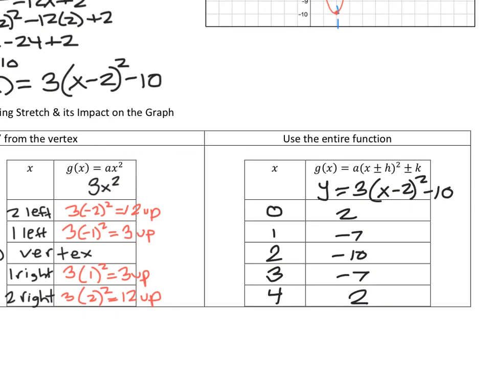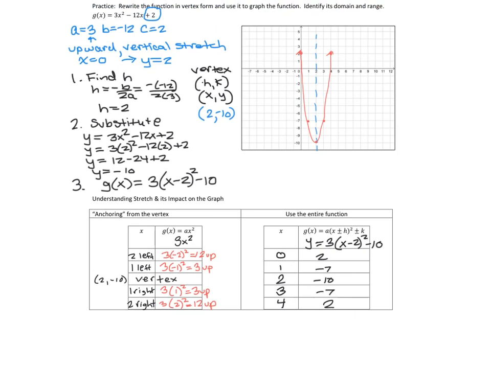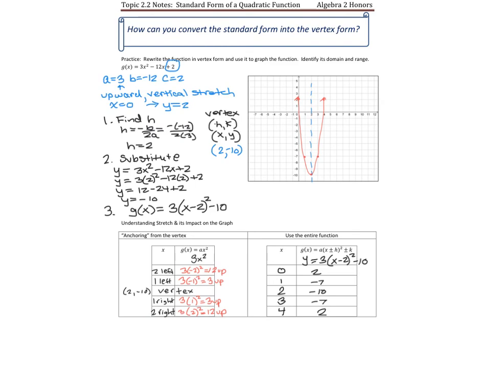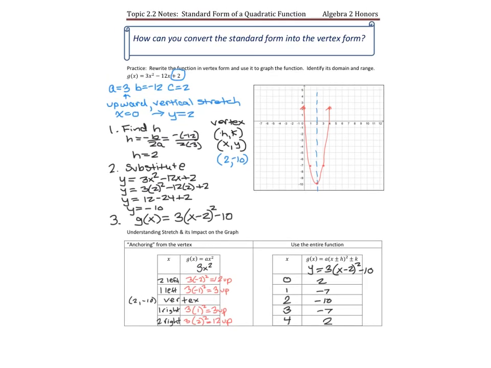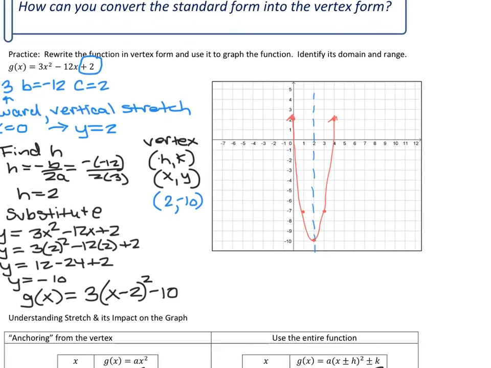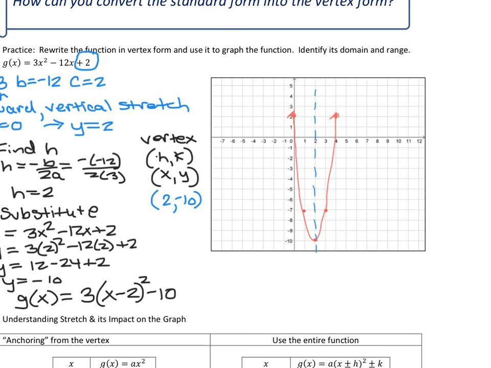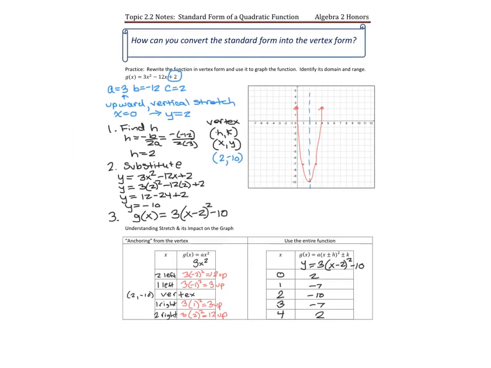So it's somewhat a preference here on how you'd like to deal with the stretch. My personal preference is anchoring off of the vertex. But if that confuses you, you can always make your own table of ordered pairs and just plot those pairs. One final thing here is that this function is going on and upwards infinitely, so we should have arrows there.